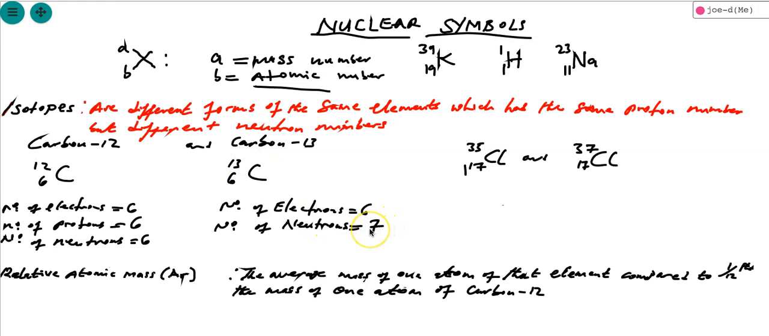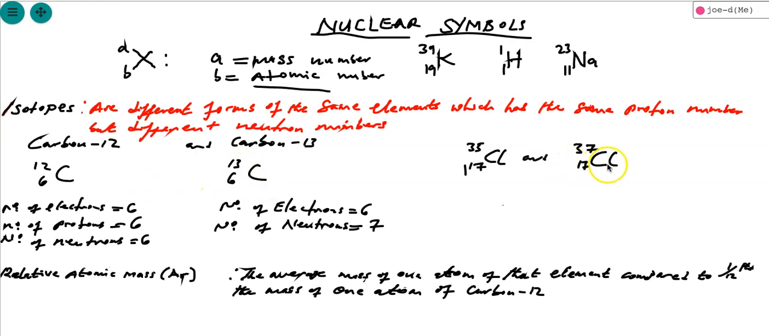Now, what do you notice here? You see that both of them are carbon. They have the same atomic number, but their neutron number in carbon-12 is 6, and the neutron number in carbon-13 is 7. Now, it is these differences in neutron numbers that result in different mass numbers. Okay, so that is a typical example of isotopes.